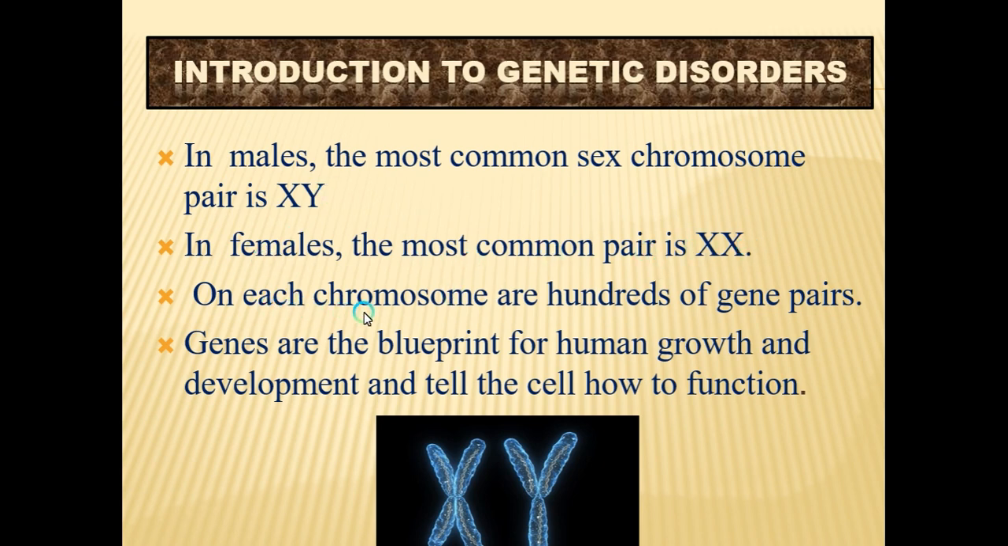On each chromosome are hundreds of gene pairs. And what are genes? Genes are the blueprint for human growth and development, and tell the cell how to function. So how the growth and development has to take place, all this will depend on whatever genes we have. So you must have understood that chromosomes contain many genes, and genes are in pairs, and genes are the blueprint for human growth and development, and they also specify how the cell has to function.